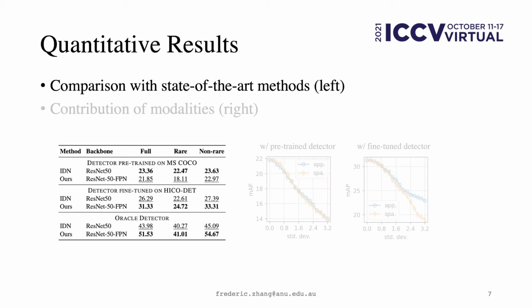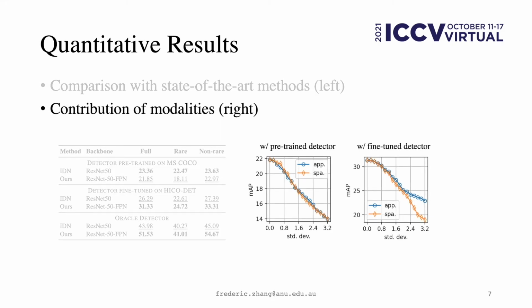Our method has demonstrated superior performance on popular datasets. On the quantitative results, we show that our method significantly outperforms the next best method when using a fine-tuned detector or an oracle detector that supplies ground truth object detections. We also observe that our method slightly underperforms when using a pre-trained detector.